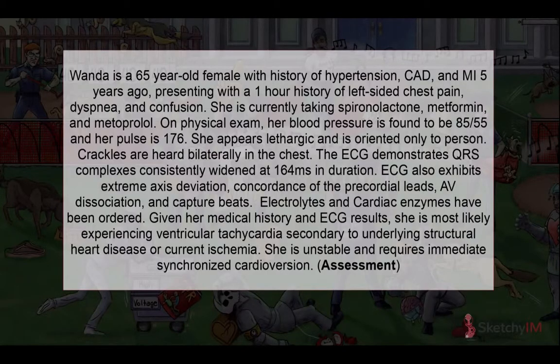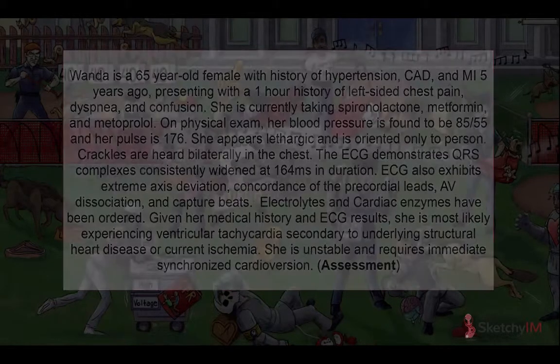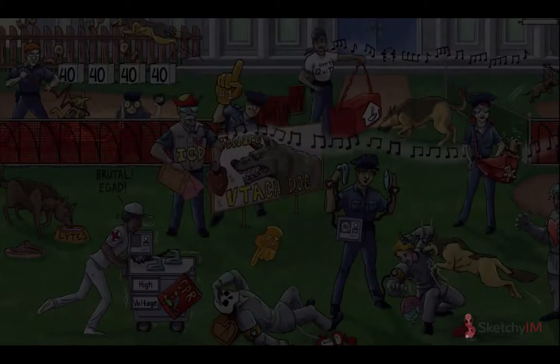She appears to be lethargic and is oriented only to person. Crackles are heard bilaterally in the chest. The ECG demonstrates QRS complexes consistently widened at 164 milliseconds in duration. ECG also exhibits extreme axis deviation, concordance of the precordial leads, AV dissociation, and capture beats. Electrolytes and cardiac enzymes have been ordered. Given her medical history and ECG results, she's most likely experiencing ventricular tachycardia secondary to underlying structural heart disease or current ischemia. She is unstable and requires immediate synchronized cardioversion.